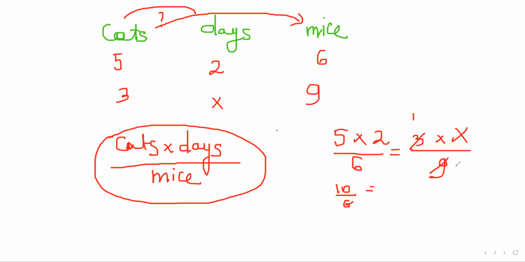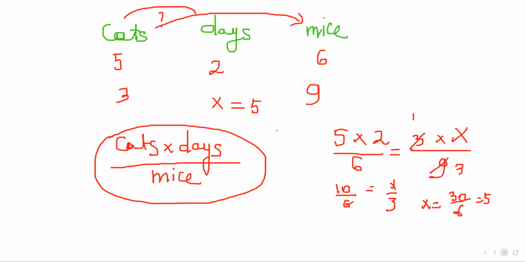So 1 and 3 here. So it's going to be x out of 3. So obviously x equals 30 out of 6, which makes 5. So we found that x equals 5 days. So the idea here is that 5 days are needed to catch 9 mice for 3 cats.